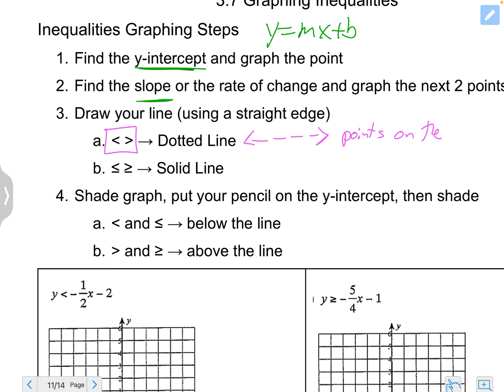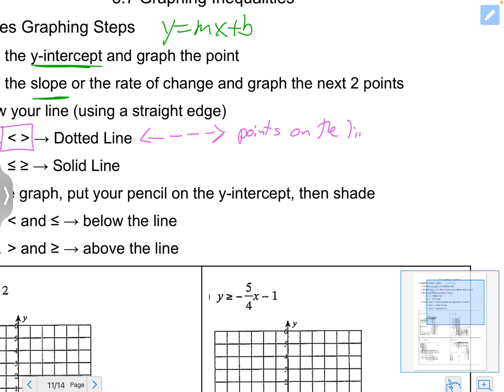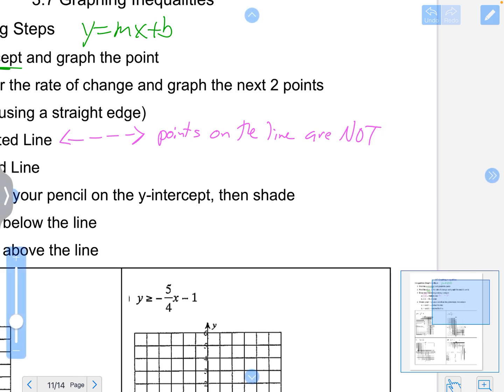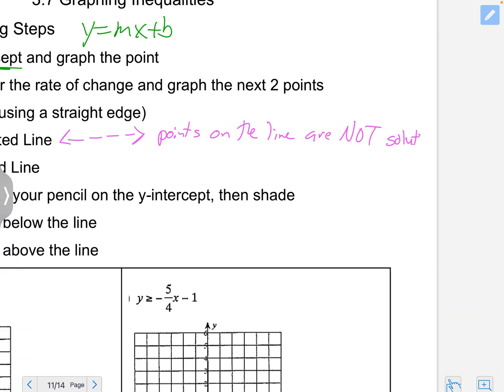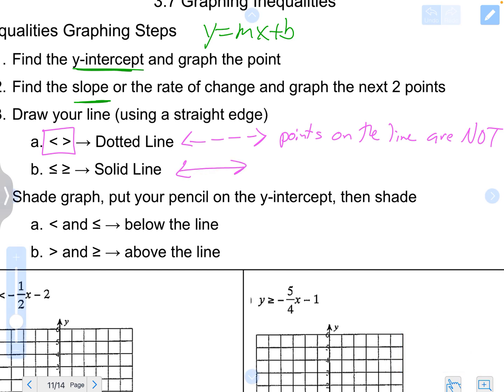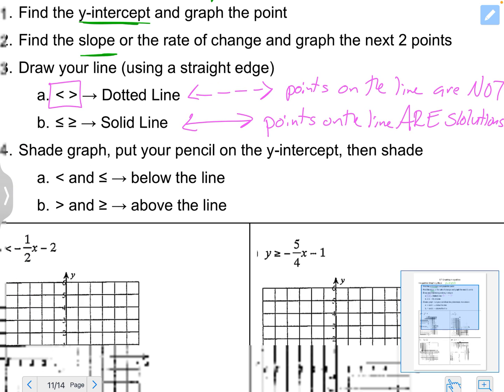on the line are not solutions. If it is less than or equal to or greater than or equal to, we're going to use a solid line, which means points on the line are solutions. And that's the biggest difference between the two.